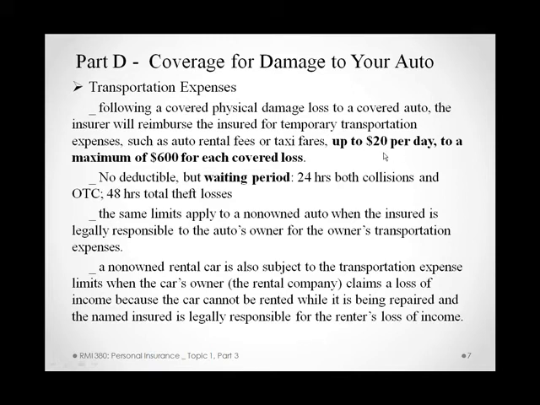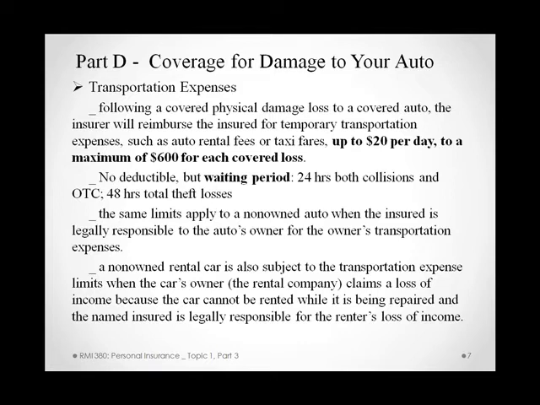and that would be up to $120 in total. If it is other than collision, including a theft of your vehicle, then 48 hours of total theft loss would be applied. So if you have lost your car and you don't know where it has gone, it would be a total theft loss. In this case, you're going to have to wait for 2 days before getting paid by the insurance company.